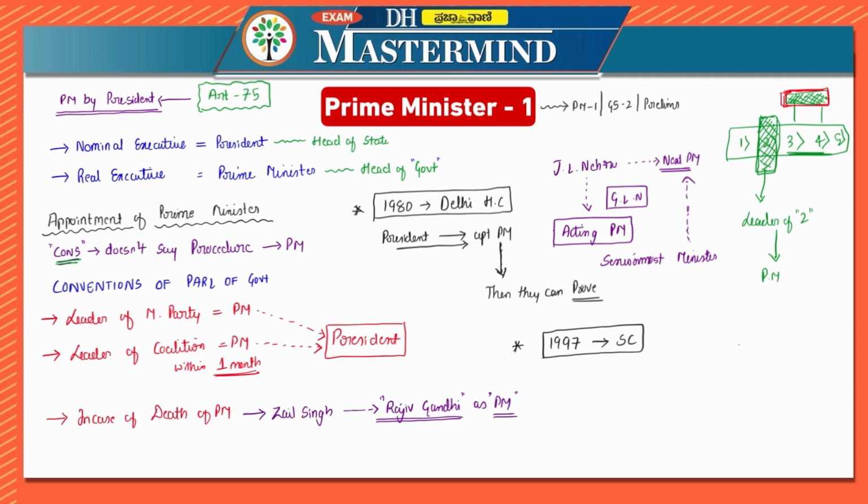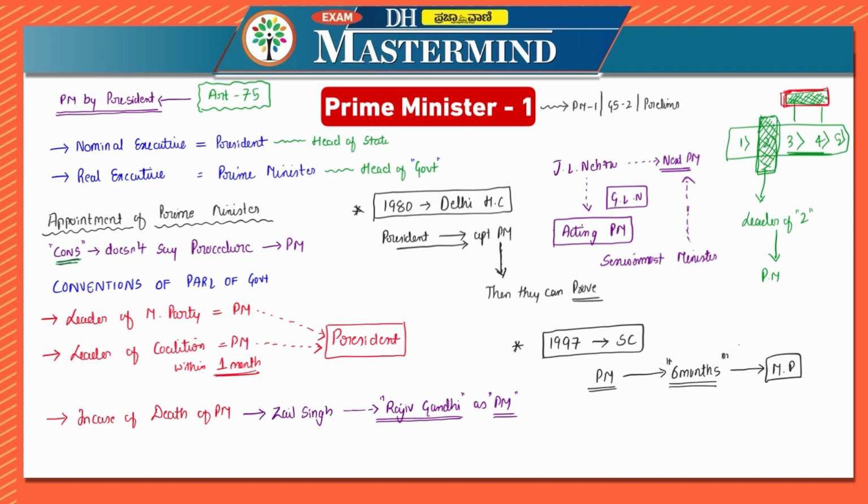However, one condition which the Supreme Court had laid down was that a person who is not a member of either House of Parliament can be appointed as Prime Minister, but after appointment they will have 6 months' time. Within these 6 months, they have to become a member of that particular house. They have to become a member of Parliament.